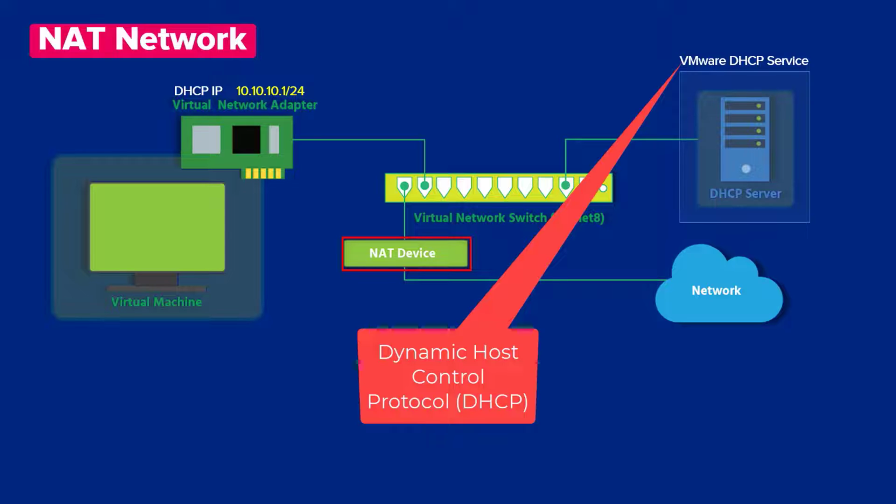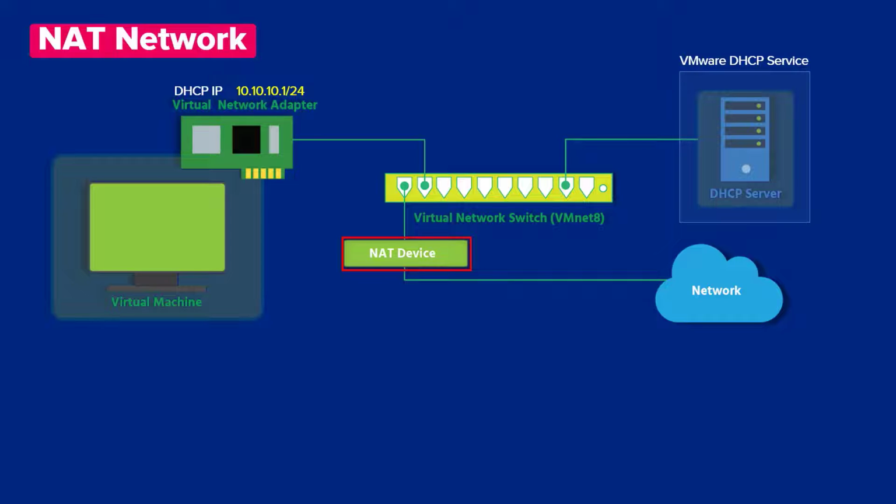A DHCP server is a system that uses the DHCP protocol to assign IP addresses to the devices on the network. So you can see in this diagram, the VMware DHCP service has assigned a DHCP IP 10.10.10.1 to my virtual machine. So what would this NAT do? NAT would take an IP address and translate it into another IP address. In other words, when a VM sends a request to access a network resource, let's say a web page, to the web server hosting the web page, it appears as if the request came from the host machine.